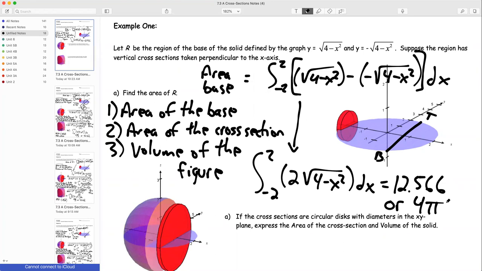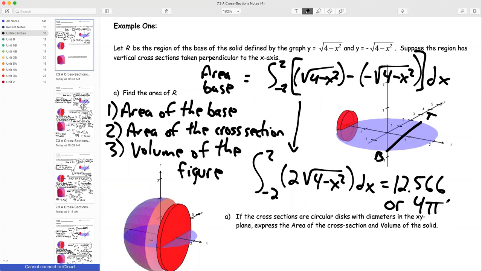And let me show you, well, it's actually pretty easy. Let me show you why. What is the shape of the blue region? It's a circle. How do you find the area of a circle? It's pi r squared. And the radius is 2.